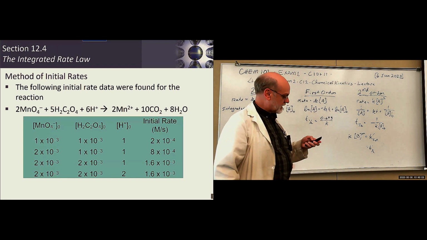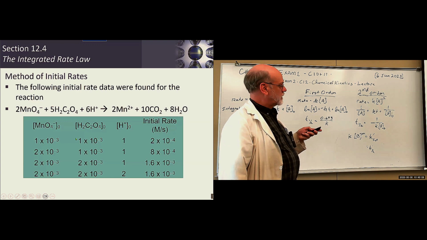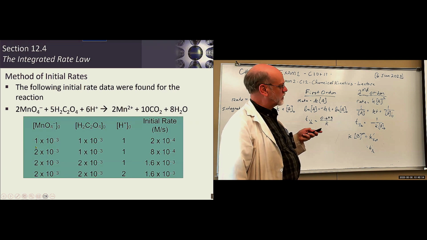Right? And notice that for this one, if we go from the first experiment to the second one, I should have labeled them out here, first, second, third, fourth.